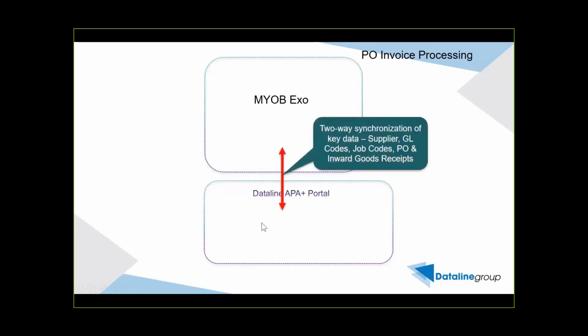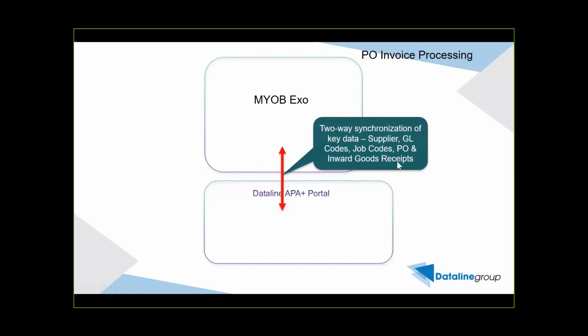To give you a quick understanding of how the solution works, your MYOB Exo service sits on a server. Our solution sits in the cloud, and we connect through a small synchronization program that is loaded onto your Exo server. That allows us to do a two-way communication every day, and allows us to pull down information we need to match to the supplier invoice. We pull down supplier details, general ledger codes, job codes, and more importantly, for those that are issuing purchase orders, we pull down the purchase order and inward goods receipt information from MYOB Exo.